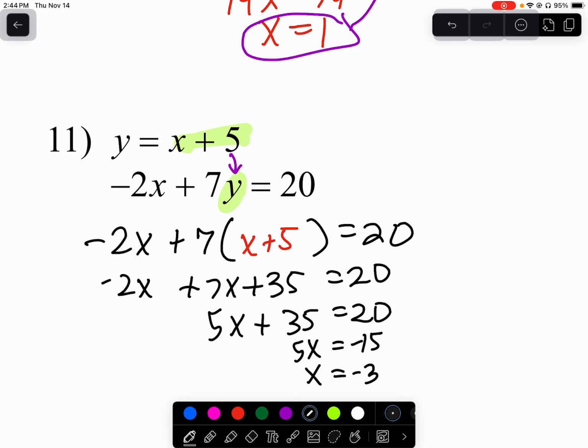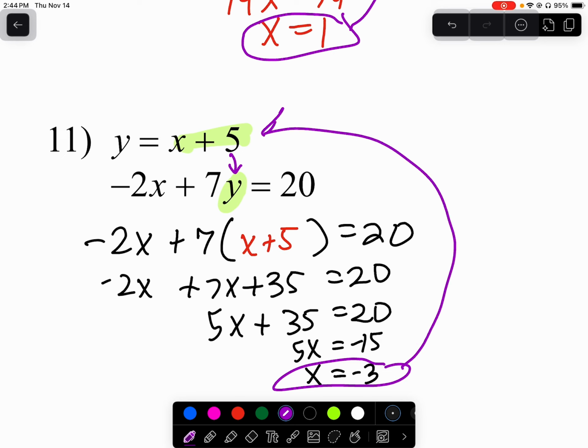Now again, we're not done. We have to take that and substitute it back in because we need to know what y is. Now remember, y is your x value plus 5, so it's just that x value plus 5, or 2. That is the point -3, 2.